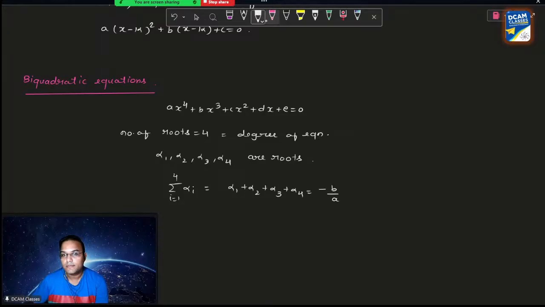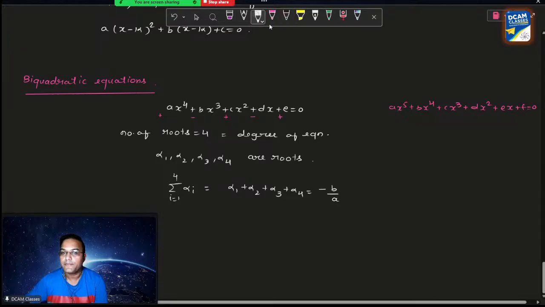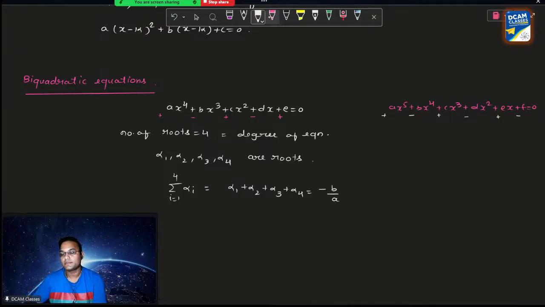Minus b by a. See, the sign, how you should remember: this a, the first coefficient, always remains positive. This is negative, this is again positive, this becomes negative, this becomes positive, like that. If I take another equation, ax power 5 plus bx power 4 plus cx cube plus dx square plus ex plus f. Okay, getting it? For this, how will you define the signs? This is positive, this is negative, this is again positive, this is negative, this is again positive, this is again negative, like this.